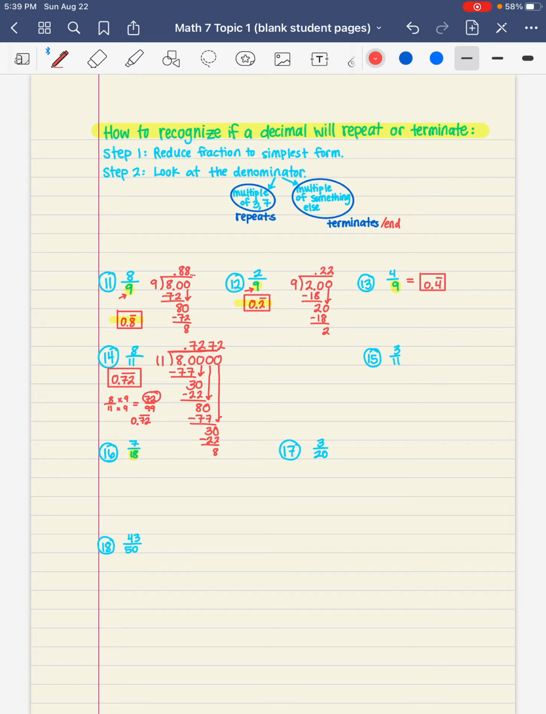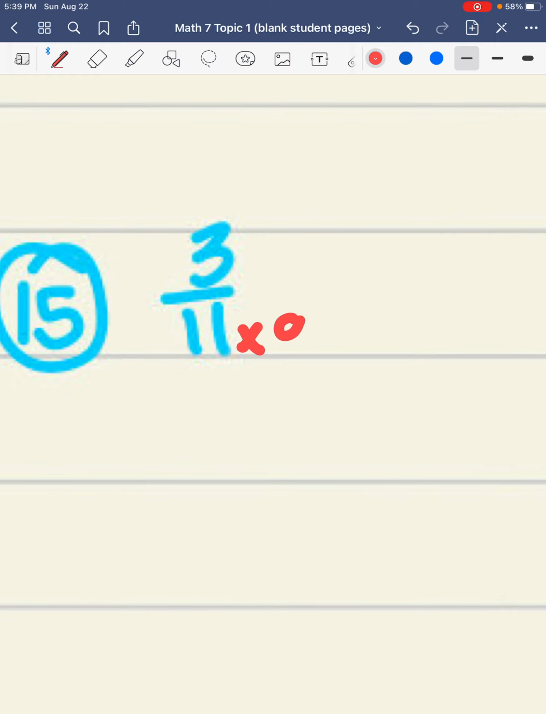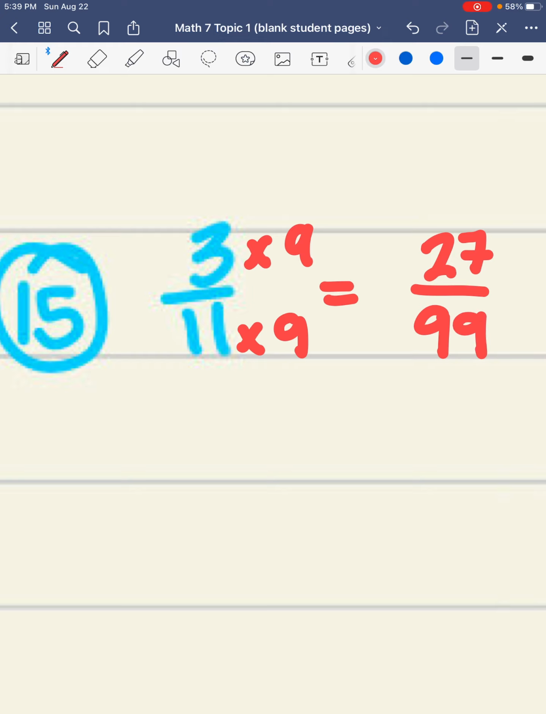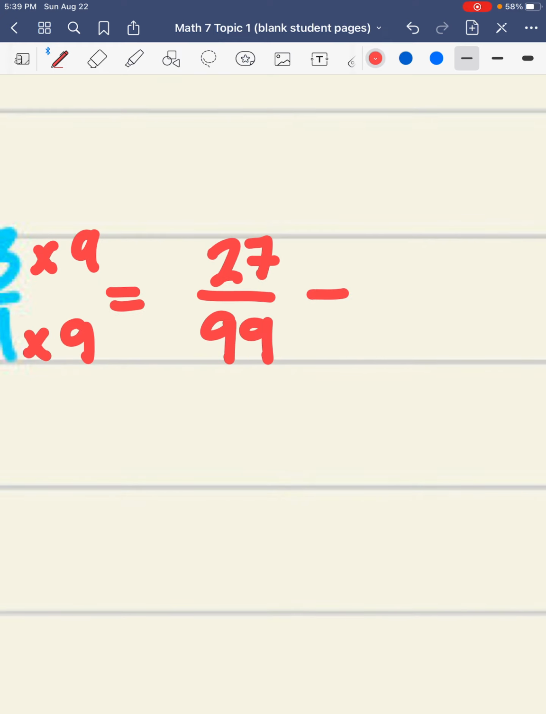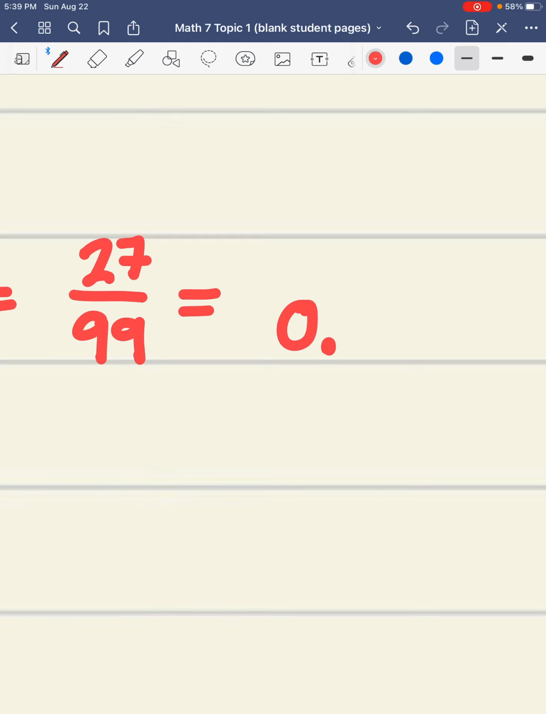Okay, let's look at number 15. Can we use that same trick? Yes, we can. So if I multiply times 9 here and times 9 here, I end up with 27 over 99. So what would be our decimal equivalent? Hopefully you said 0.27 repeating, and that would be correct.